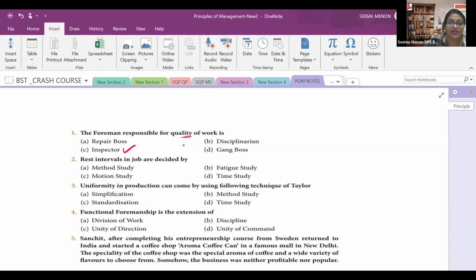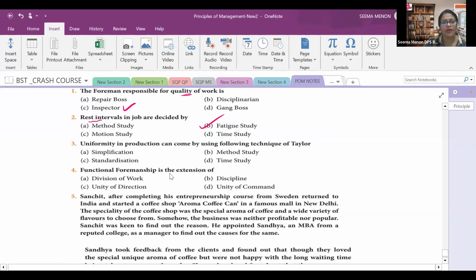Rest interval. Rest means, just now we discussed, work study has 4 studies: method, motion, fatigue and time. Rest intervals in a job are decided by which one? Method study means the best way of doing the job. Motion study means movement from one place to another. Time study means a standard time should be set for output. Fatigue study means there will be a proper rest interval. Breaks should be given to the employees or workers. So the answer is fatigue study.